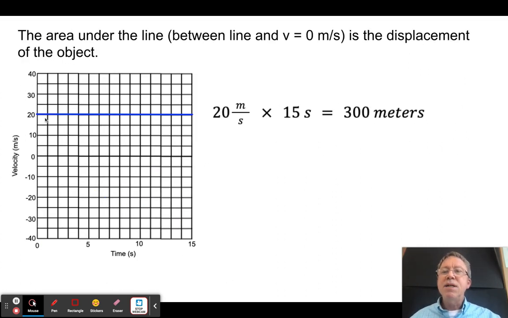So what I'm going to do here is measure from the line to 0, not to the bottom of the graph. This goes to infinity. I measure from here to 0. So I have 20 times 15, so 20 meters per second times 15 seconds. That means the displacement of this object in this time, it moved 300 meters in the positive direction. That's what it tells me, because this is a positive value. So it displaced in the positive direction.